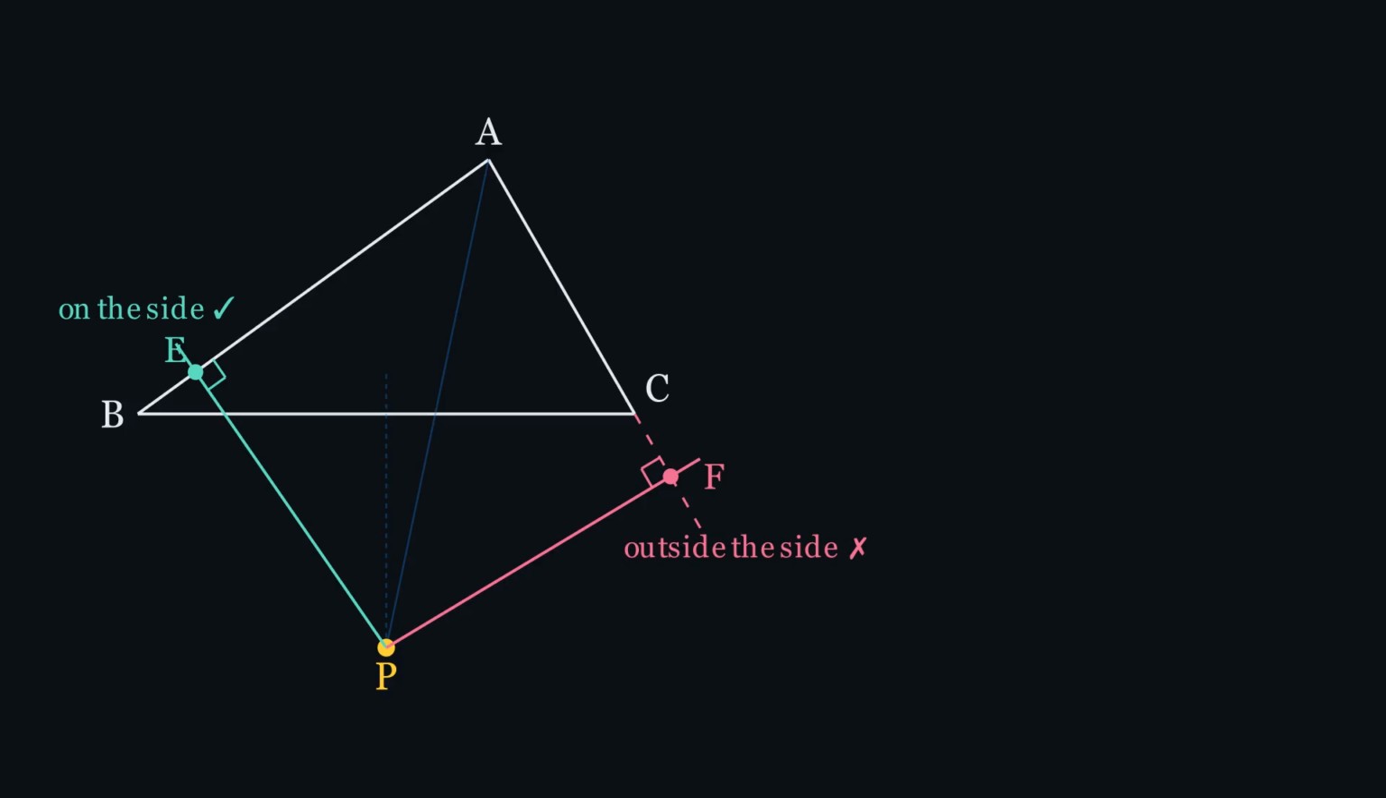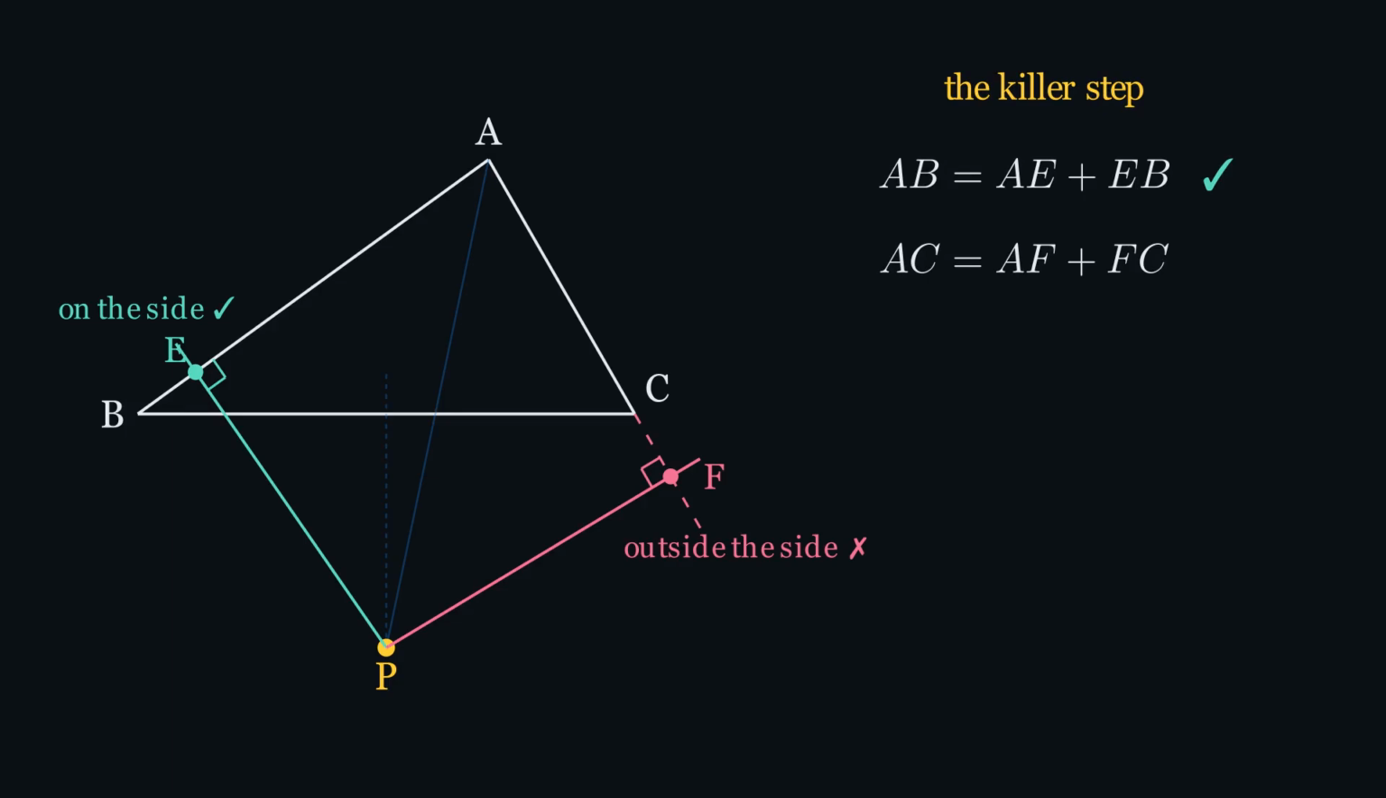Now go back to the killer step. I said AB is AE plus EB, and AC is AF plus FC. Whole equals top piece plus bottom piece. That's only true if the foot is actually sitting on the side. For the side where the foot landed outside, the real relationship isn't plus, it's minus. The side is the difference of the pieces, not the sum. So one equation should read AE plus EB, and the other should read AF minus FC. Feed that in, and the two sides do not come out equal anymore.